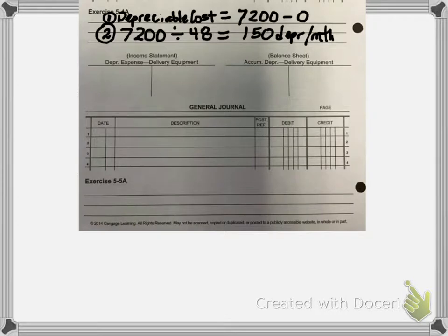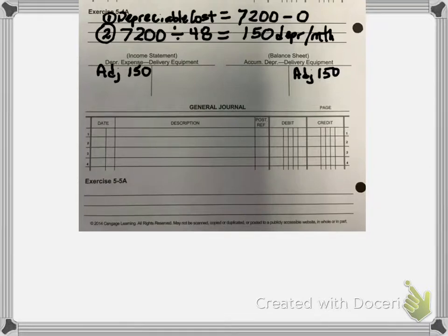Okay, the adjusting entry for depreciation is always a debit to depreciation expense and a credit to accumulated depreciation for the amount of depreciation for the period. So we are going to debit depreciation expense for $150, and we are going to credit accumulated depreciation for $150.